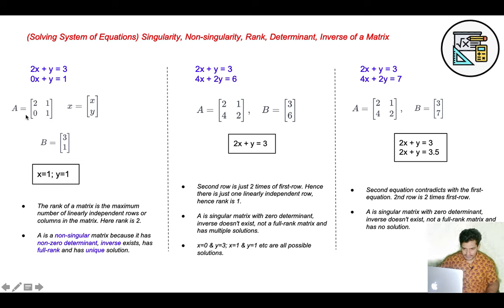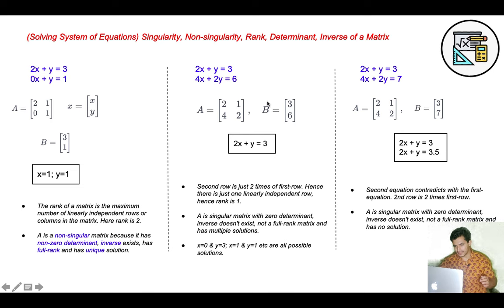So in this case, if we look at the matrix A, the rank of a matrix is the maximum number of linearly independent rows, and in this case it's 2. Hence A is a non-singular matrix because it has a non-zero determinant, the inverse exists, it's a full rank matrix, and it also has a unique solution. So when A is non-singular, it means it has a non-zero determinant, the inverse exists, it is full rank, that is, the rank is 2, which is the actual size of the 2 cross 2 matrix, and it has a unique solution, right?